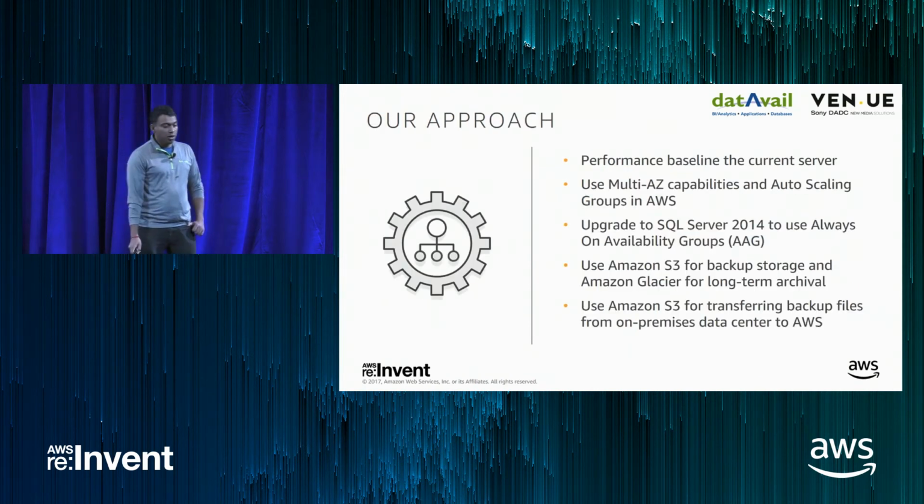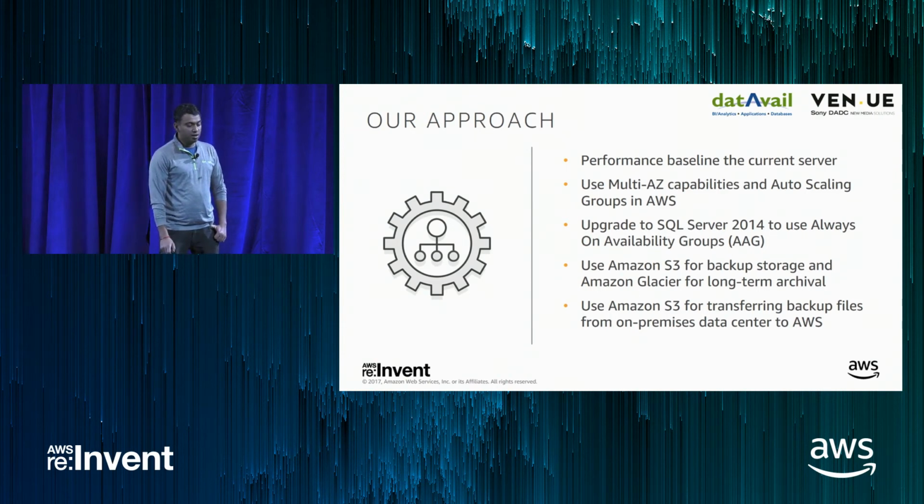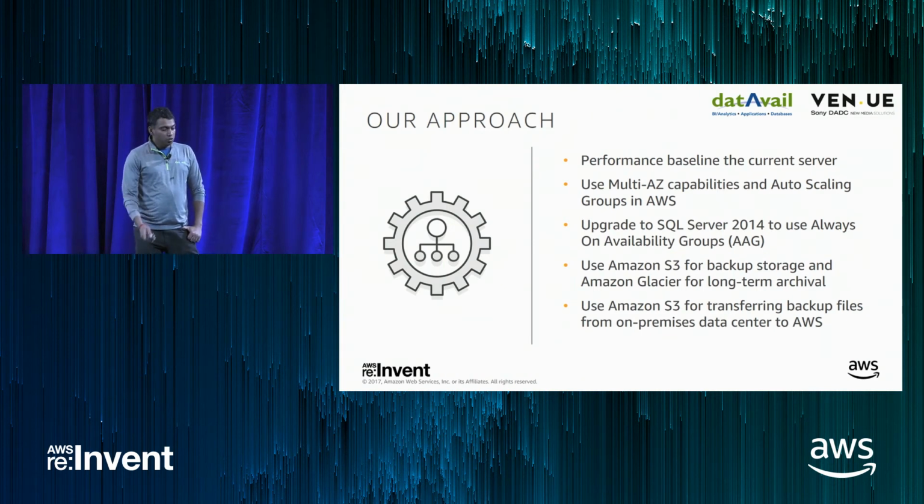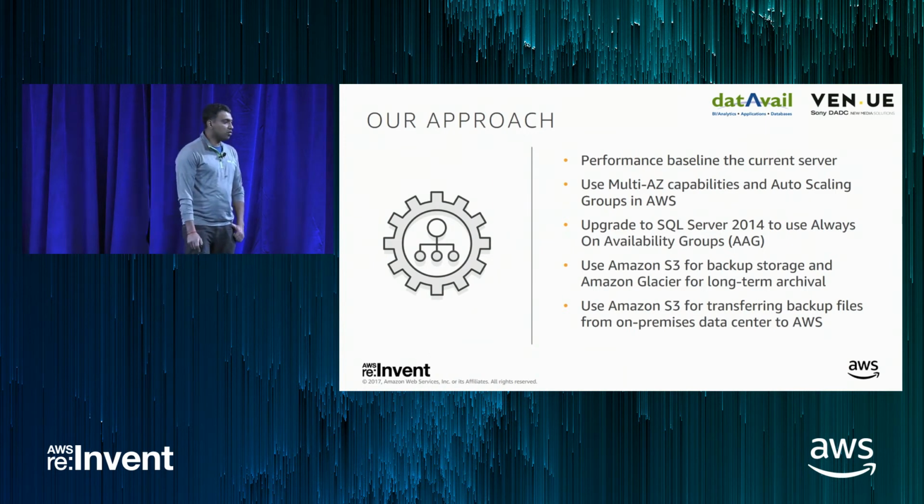So our approach was, the first major step we took was to do a performance baseline on the current server that's running on-prem, and then we use the multi-AZ capabilities and auto-scaling groups in AWS. The next step we took was to upgrade the SQL Server from 2008 R2 to 2014 so that we can take advantage of the Always On availability groups. We decided to use Amazon S3 and Amazon Glacier for long-term backup storage in our process.